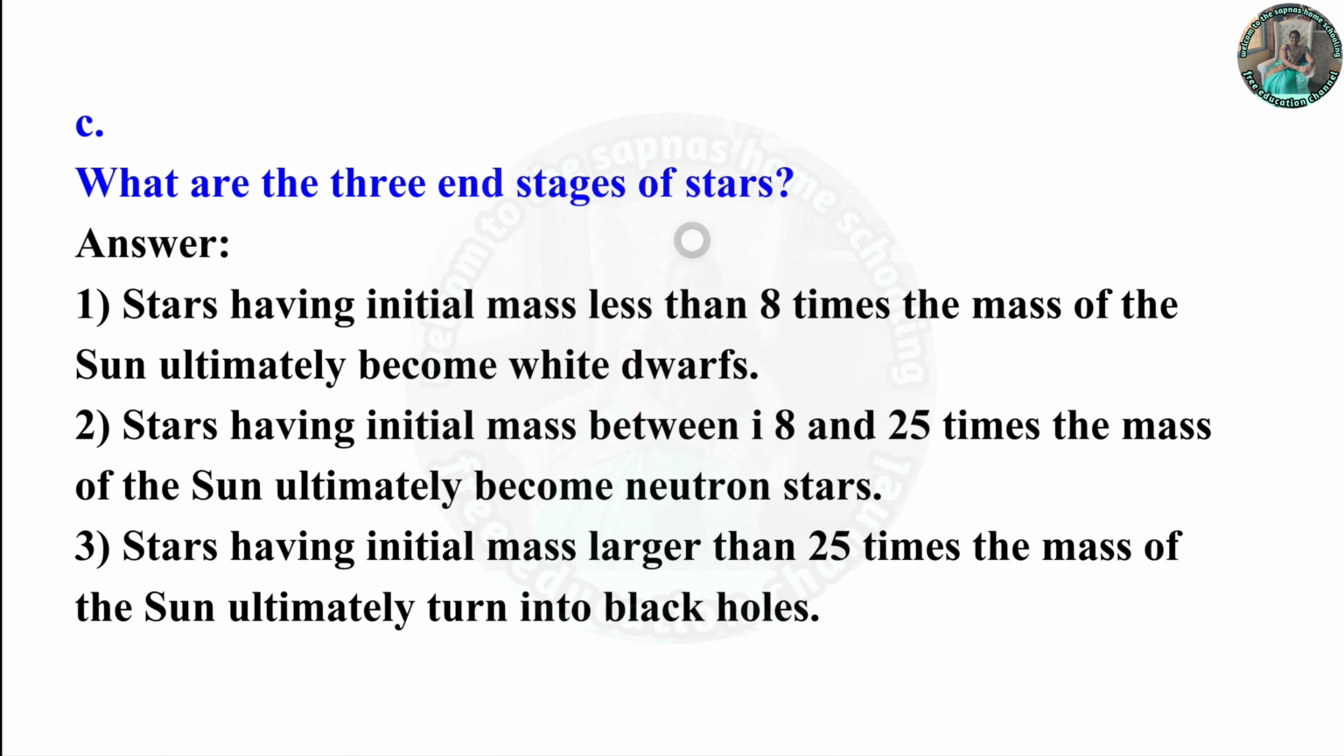What are the three end stages of stars? Stars having initial mass less than 8 times the mass of the sun ultimately become a white dwarf. Stars having initial mass between 8 and 25 times the mass of the sun ultimately become neutron stars. Stars having initial mass larger than 25 times the mass of the sun ultimately turn into black holes.